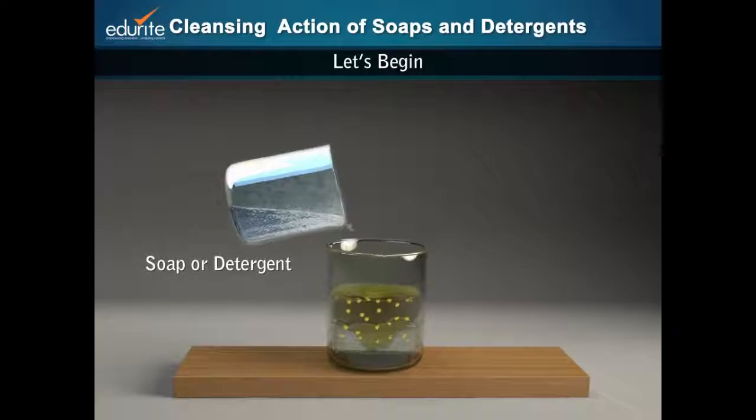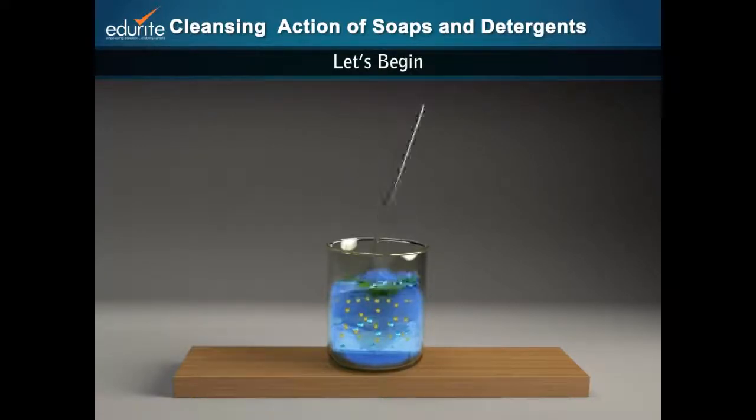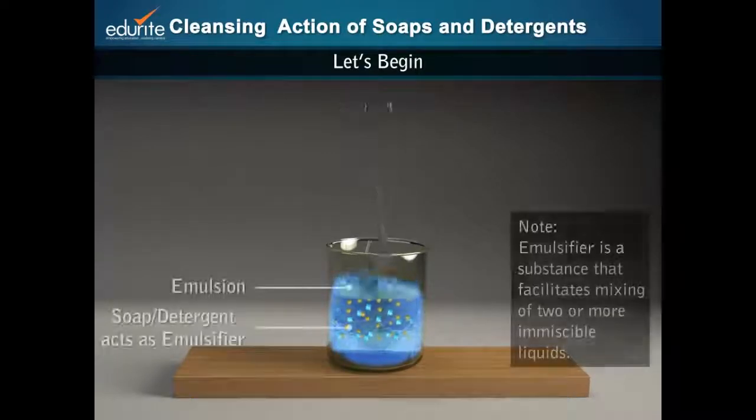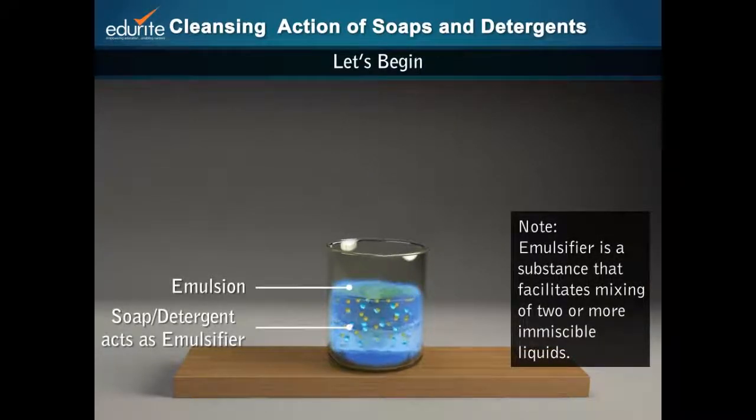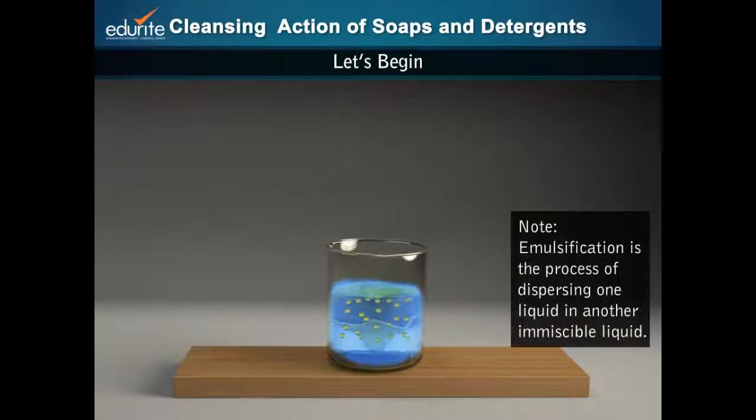Let's add some soap or detergent to the mixture and see the magic. Addition of a little soap or detergent before agitating the mixture helps in the formation of a stable emulsion. The soap or detergent acts as a surfactant or emulsifier. The surfactant molecules surround the oil droplets and prevent them from coalescing. The cleansing action of soaps and detergents is due to their power to emulsify oil and dirt.